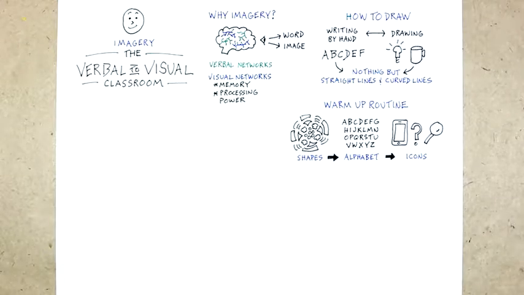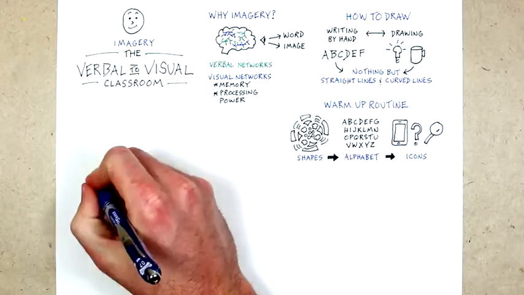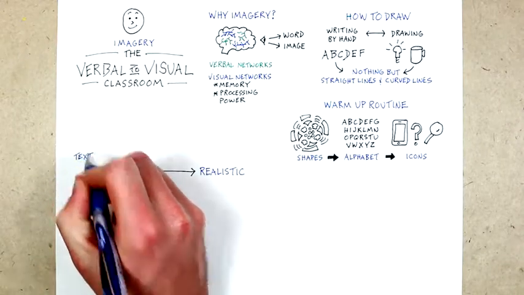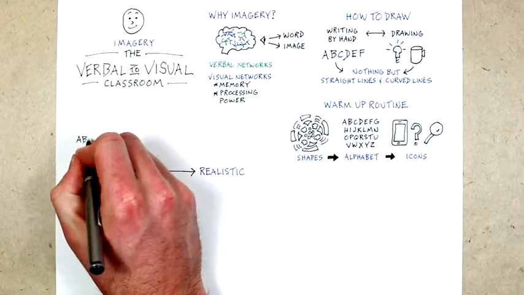We will dig into more specific drawing techniques and even how to draw specific objects in future videos. But first, let's take a step back and look at imagery from a broader perspective. Any image that you look at falls somewhere along the spectrum from abstract to realistic. Written text is an image, one that falls far on the abstract side of this spectrum.